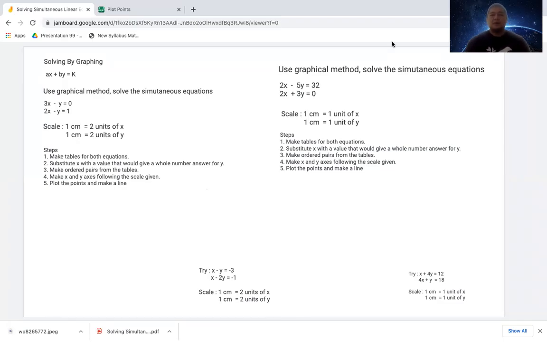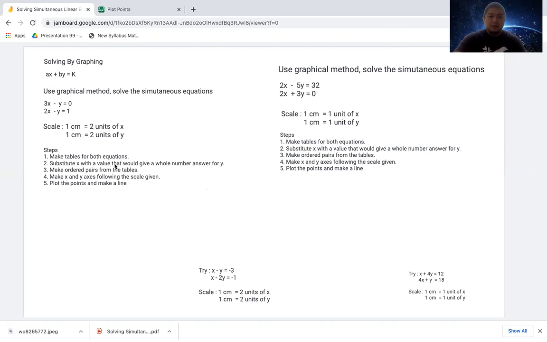Hi everyone. We're going to discuss a new chapter, and this is all about solving simultaneous linear equations. And the first one that we're going to have is solving simultaneous linear equations by graphing. So if you are watching this, I would like you to bring your graphing paper so that you will easily know how to graph certain equations.